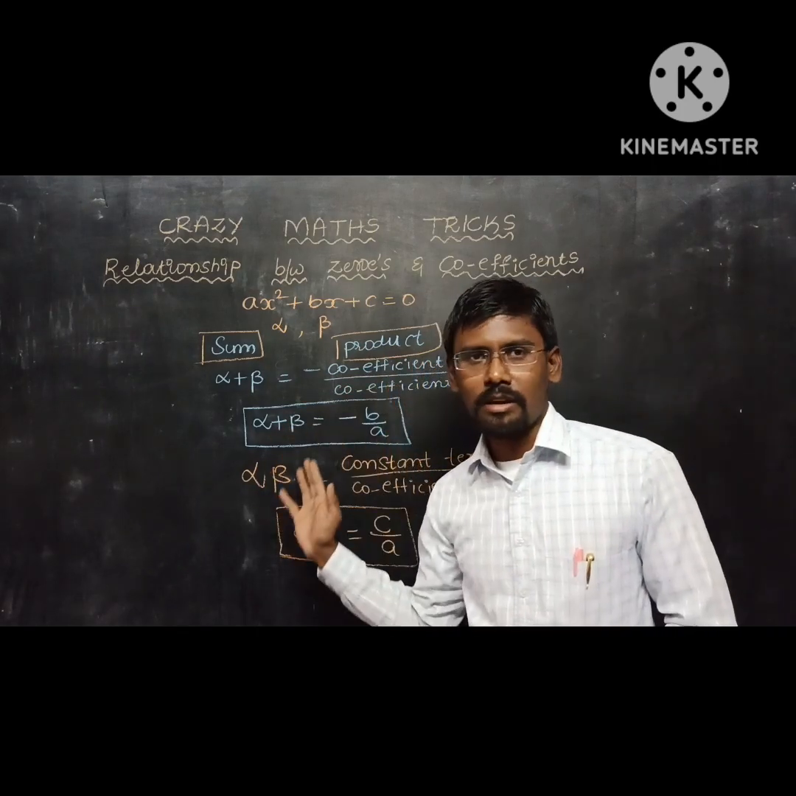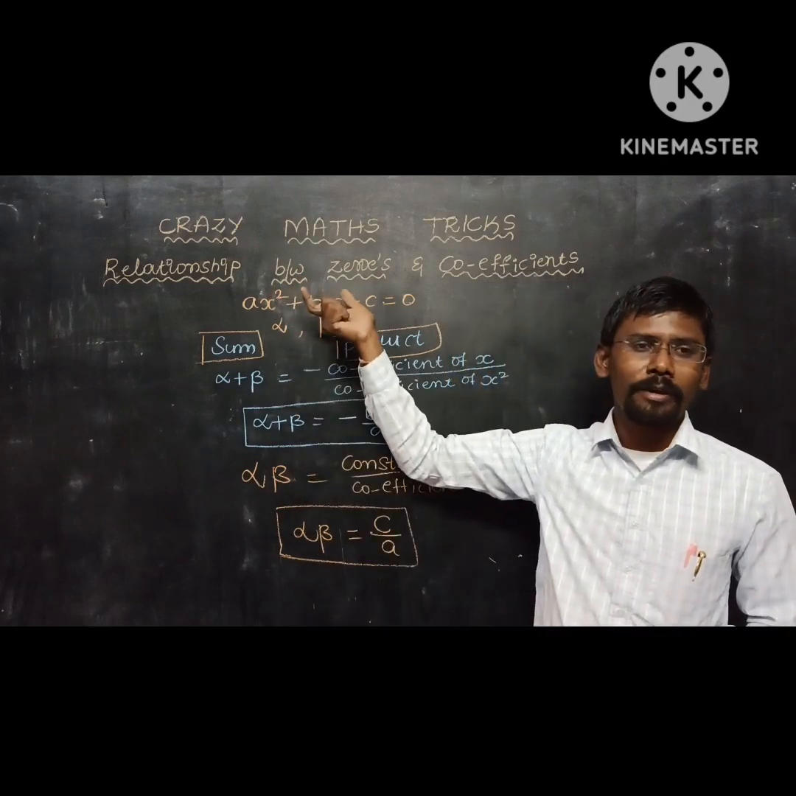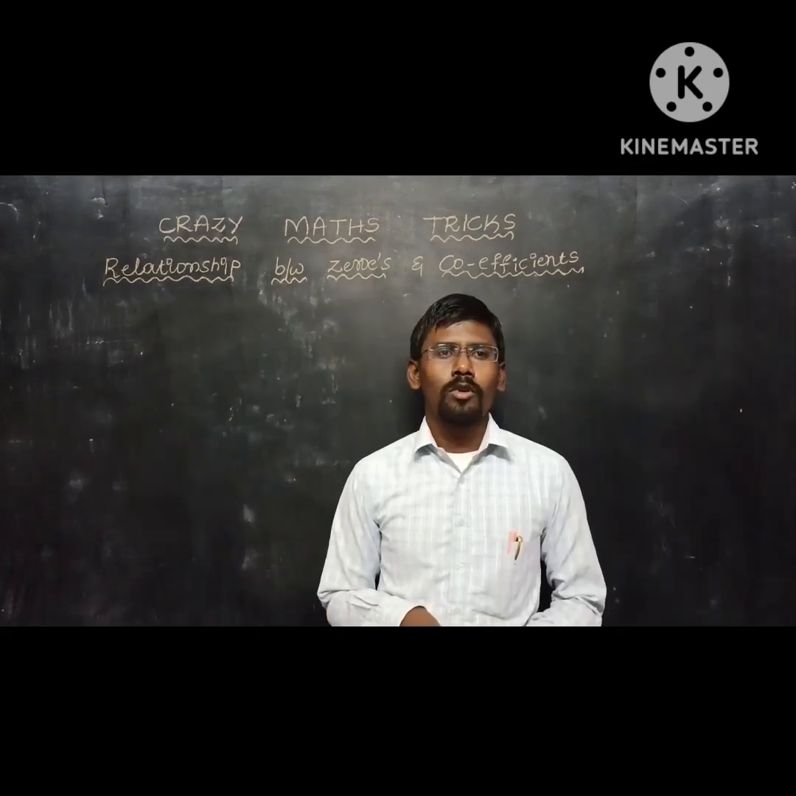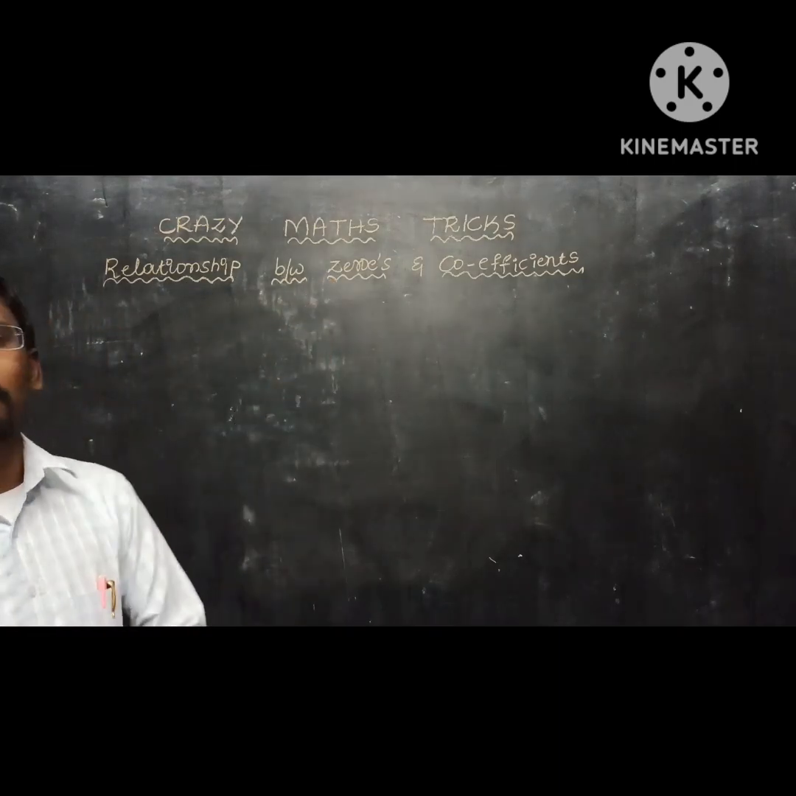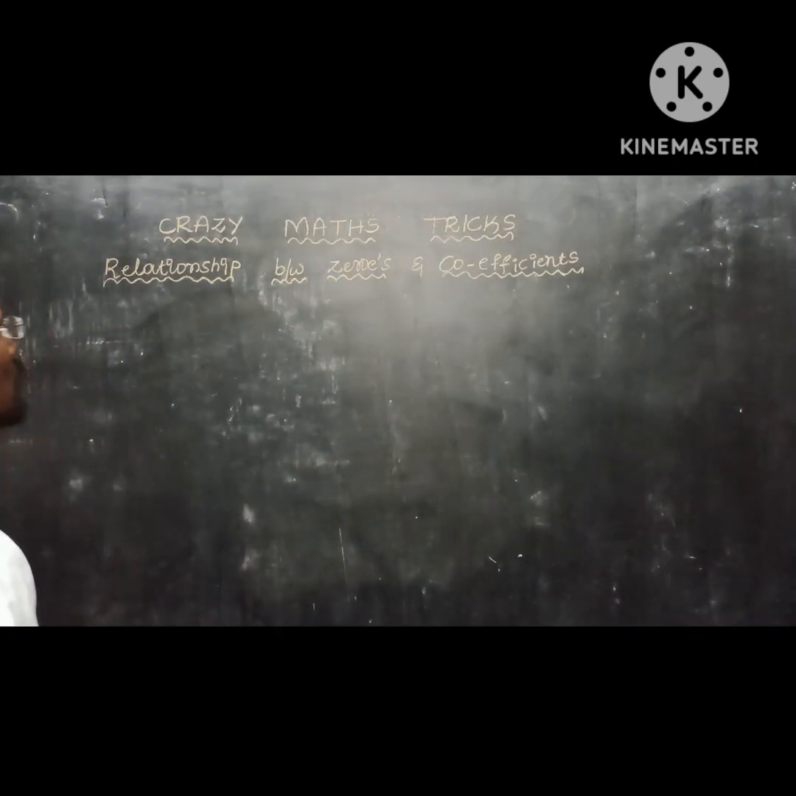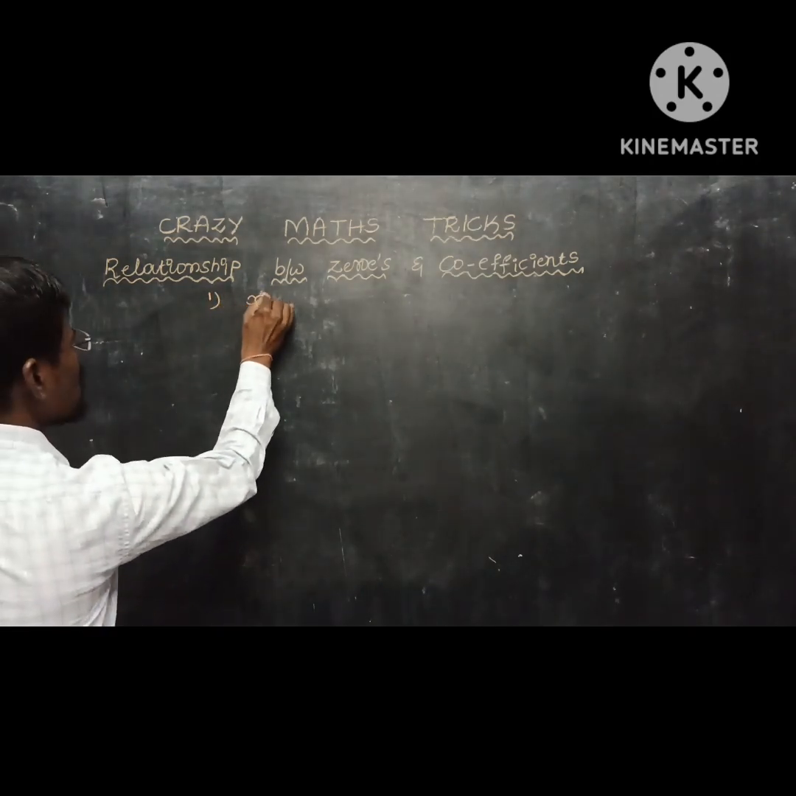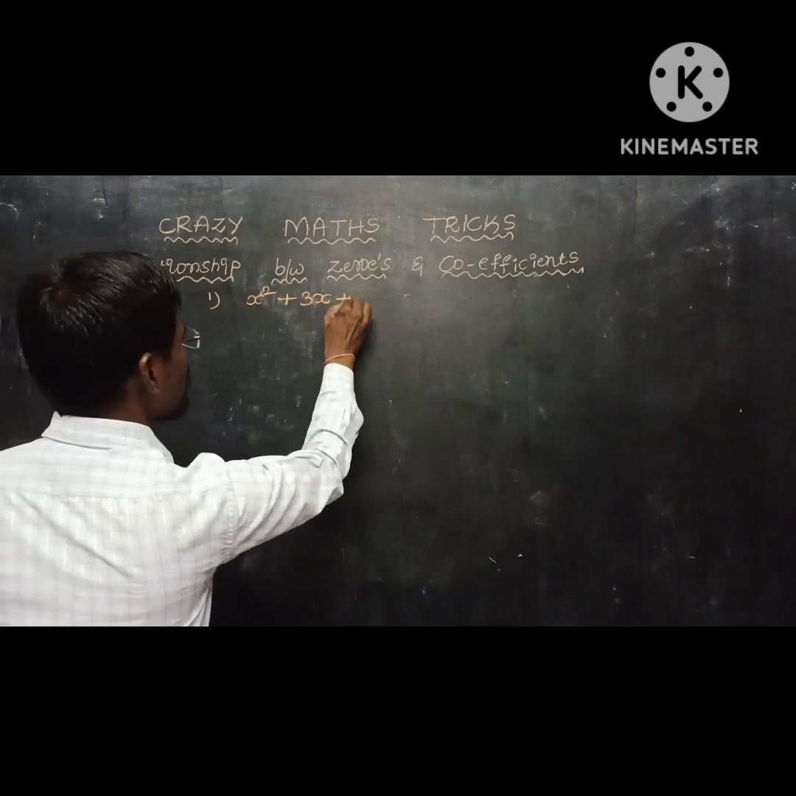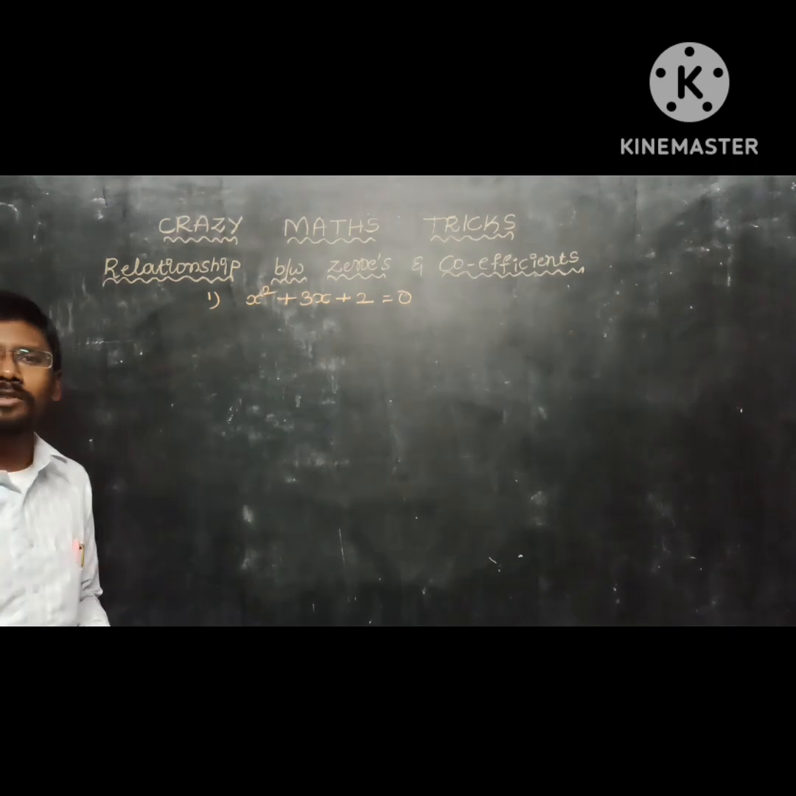Now in the next part, we will do one or two problems on the relationship between zeros and coefficients. So now we are going to check one problem on the relationship between zeros and coefficients. The polynomial we are taking is x square plus 3x plus 2.